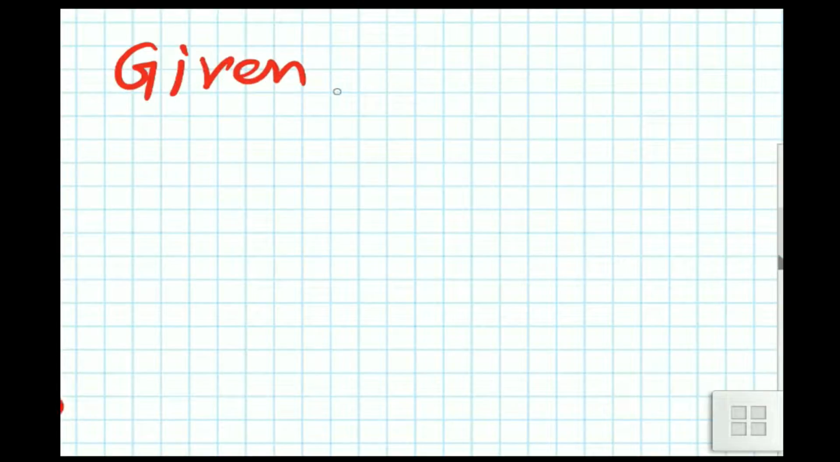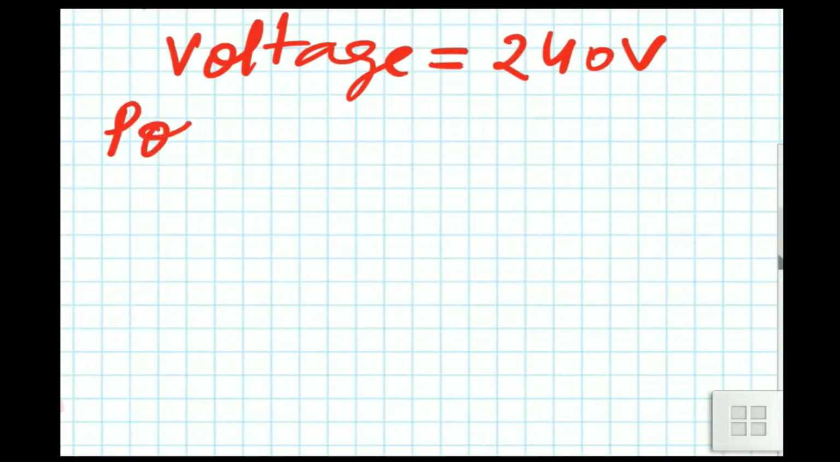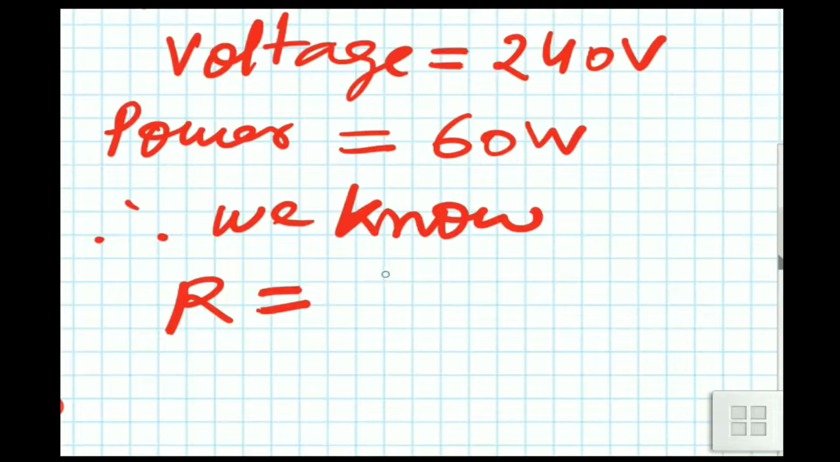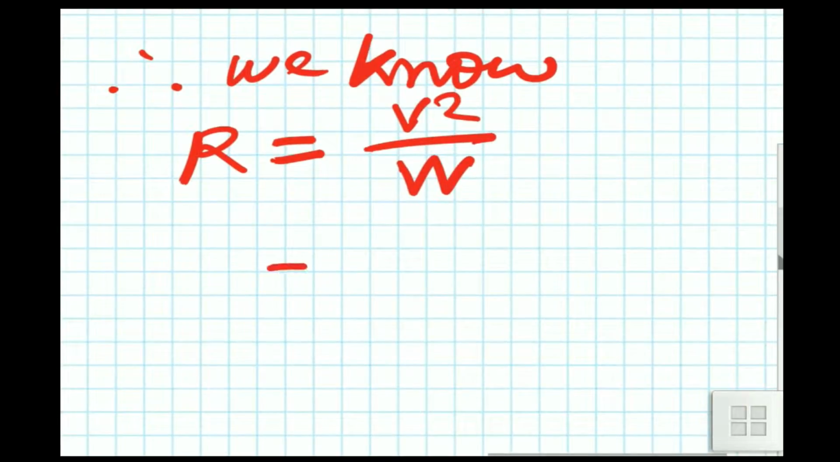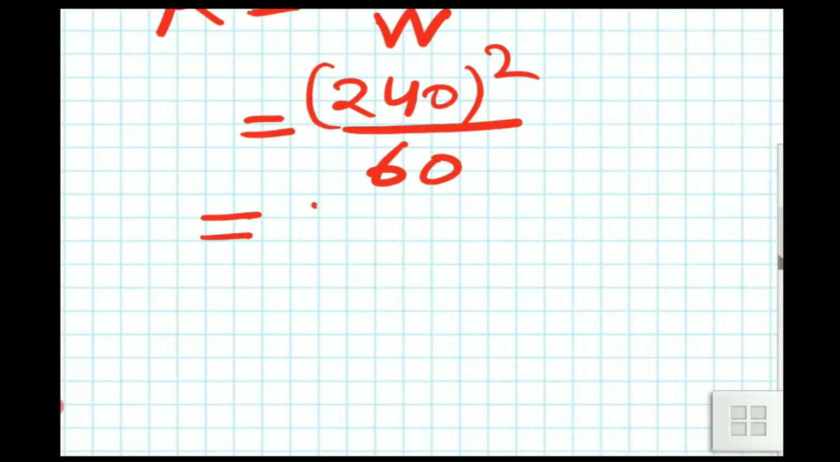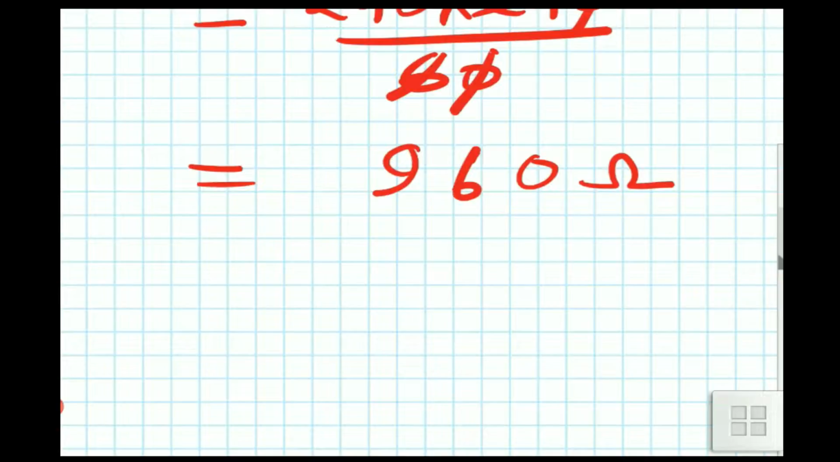It is given in the sum that the voltage supply is 240 volt, that means main supply, and power rating of the lamp is 60 watt, right? Therefore we have to know first the resistance of the lamp. So we know the formula R equal to V square by P, because we know power equal to V square by R. Therefore 240 square divided by 60, if we calculate this, we will get 960 ohms, right? So the first part of the question is complete here. The resistance of the lamp is 960 ohms.